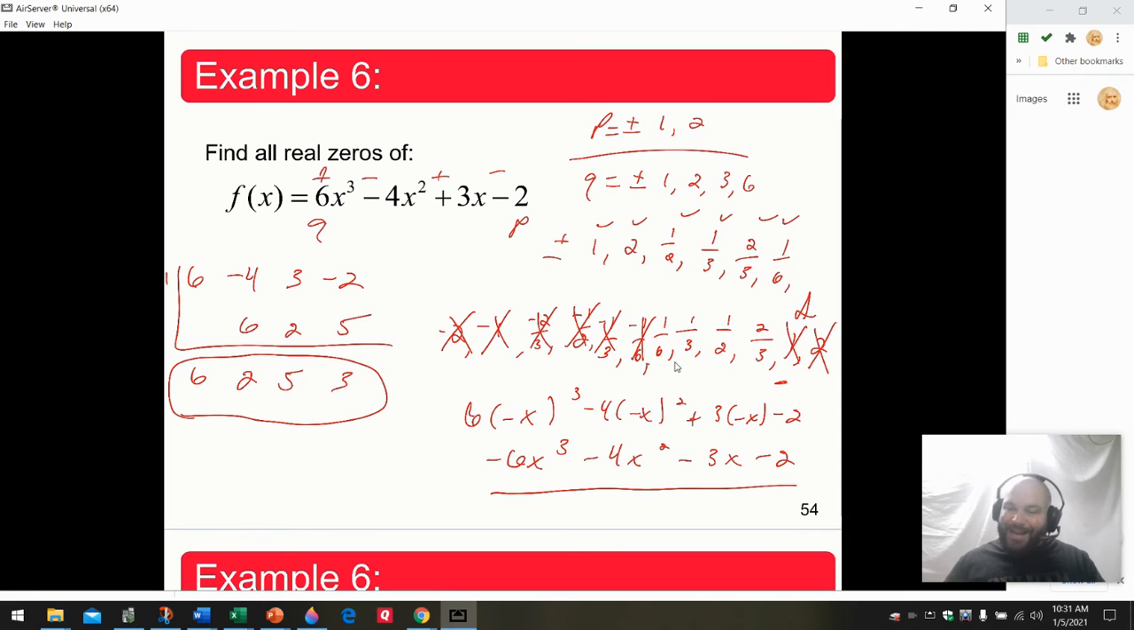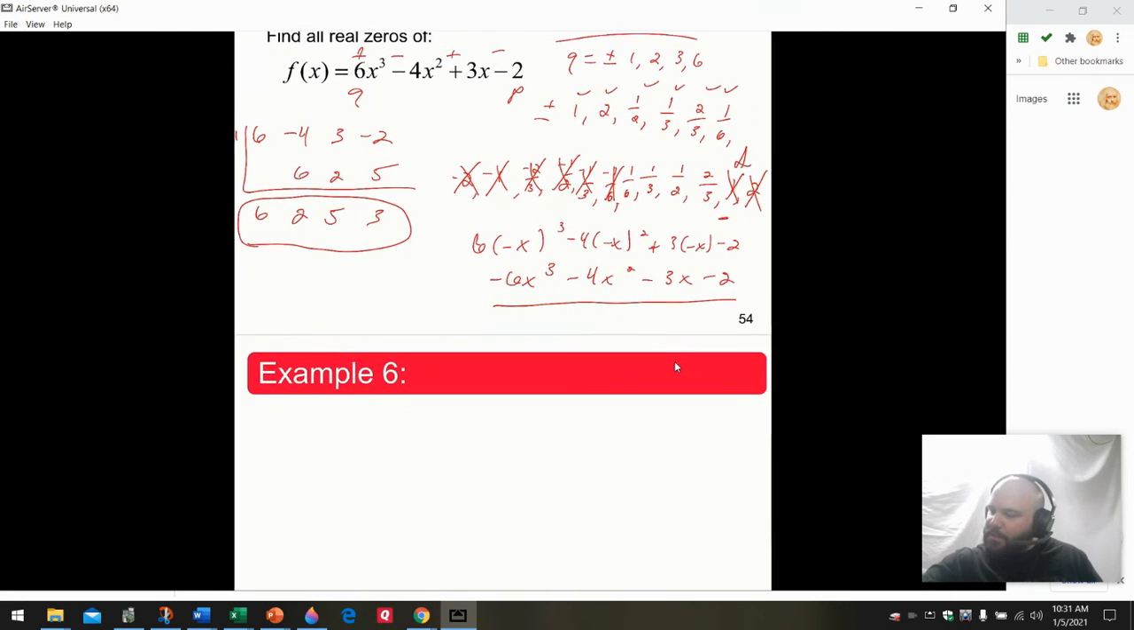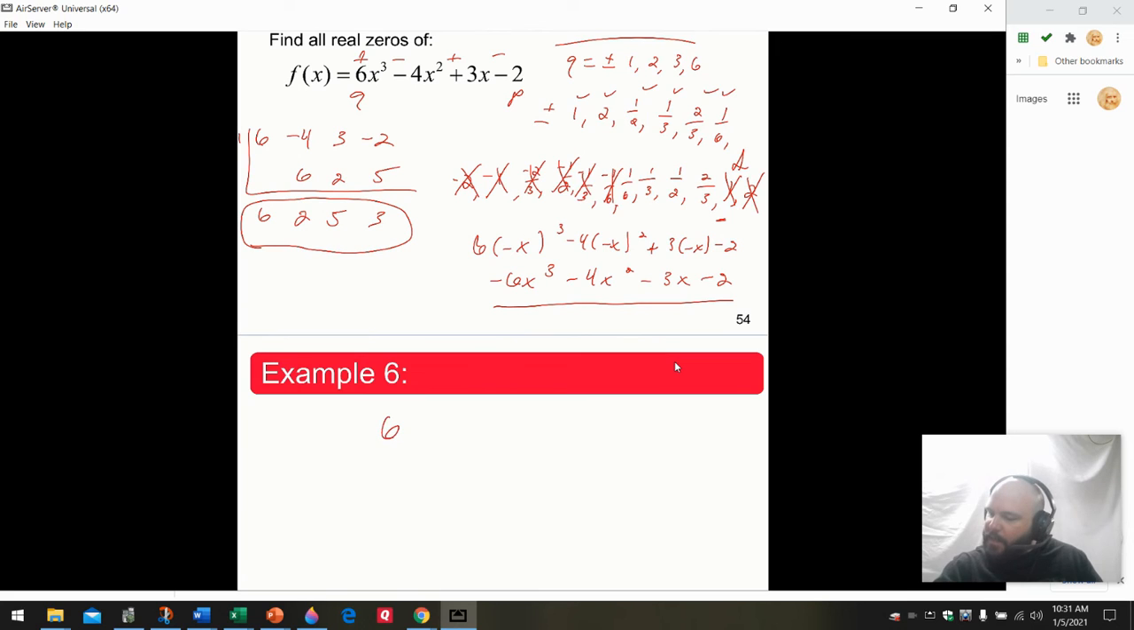So we're starting to cut this list down. We have 1/6, 1/3, 1/2, and 2/3. I would say out of all of those, 1/2 is probably going to be the easiest number to try next. So let's try it. We're going to do synthetic division again. 6, negative 4, 3, and negative 2. I'm going to try this with 1/2. Let's see if 1/2 will work.